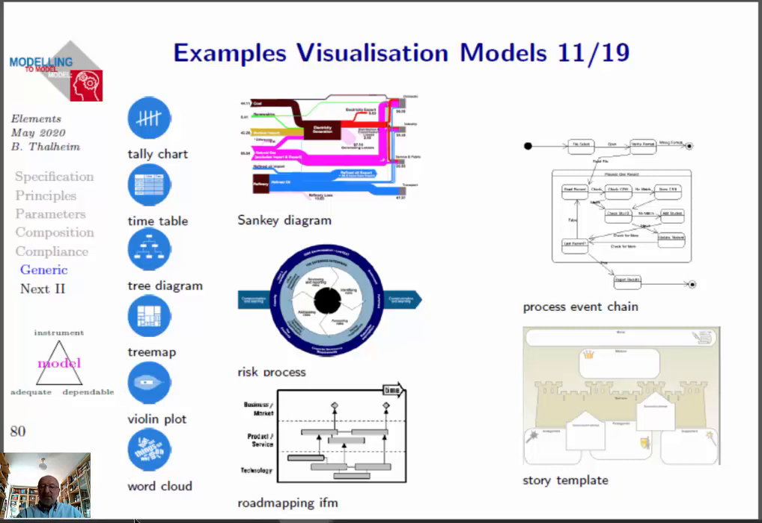You might also use Sankey diagrams or risk process evaluation maps somehow. Or you have maybe road mapping, information models. Or maybe you use a story template, like you show this castle structure, and then you say, okay fine, this comes into the castle, this is going out from the castle, and maybe the castle is properly supported. You can use some kind of process event chains, how we do it in business process modeling in the SAP setting.